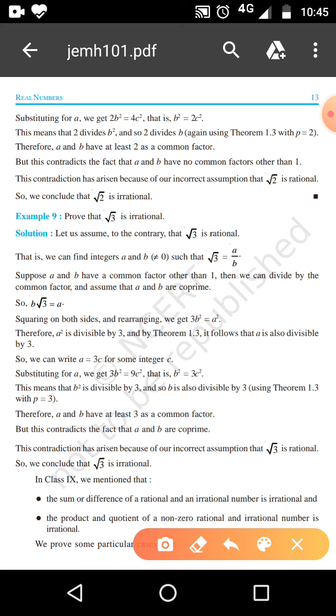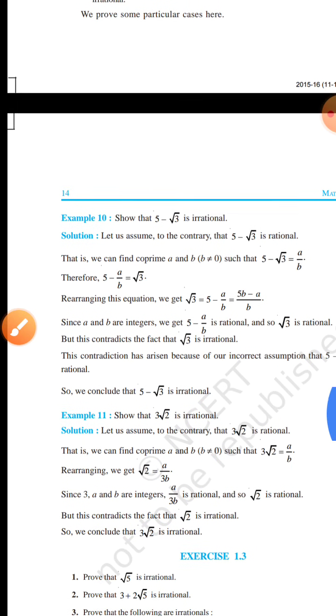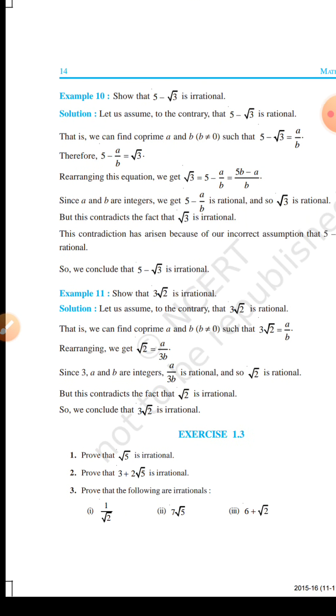Similarly, you can do it for root 5 and so on. Now we are going to see the next example. 5 minus root 3, you know this very well, and have seen the question in the exercise. Root 5 is an irrational number, so you can do it by yourself. In root 5 you just consider p is equal to 5c and other things.